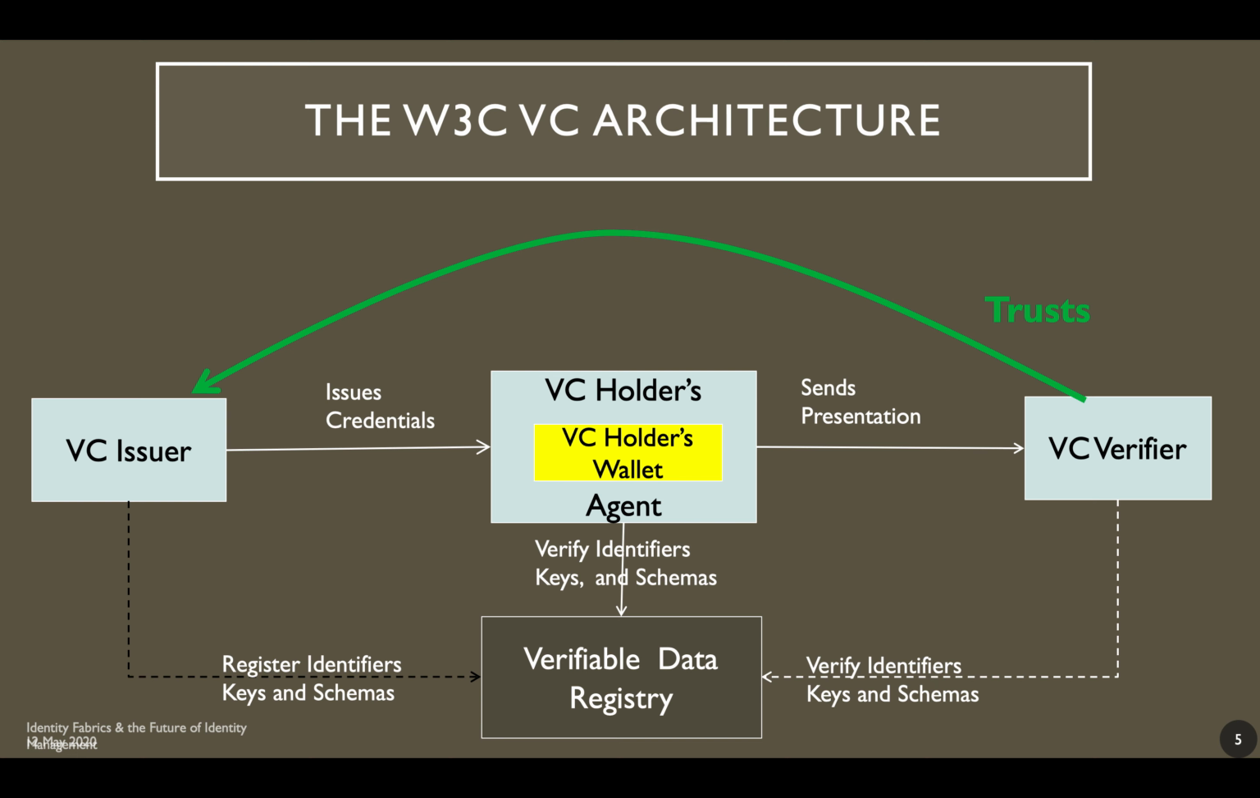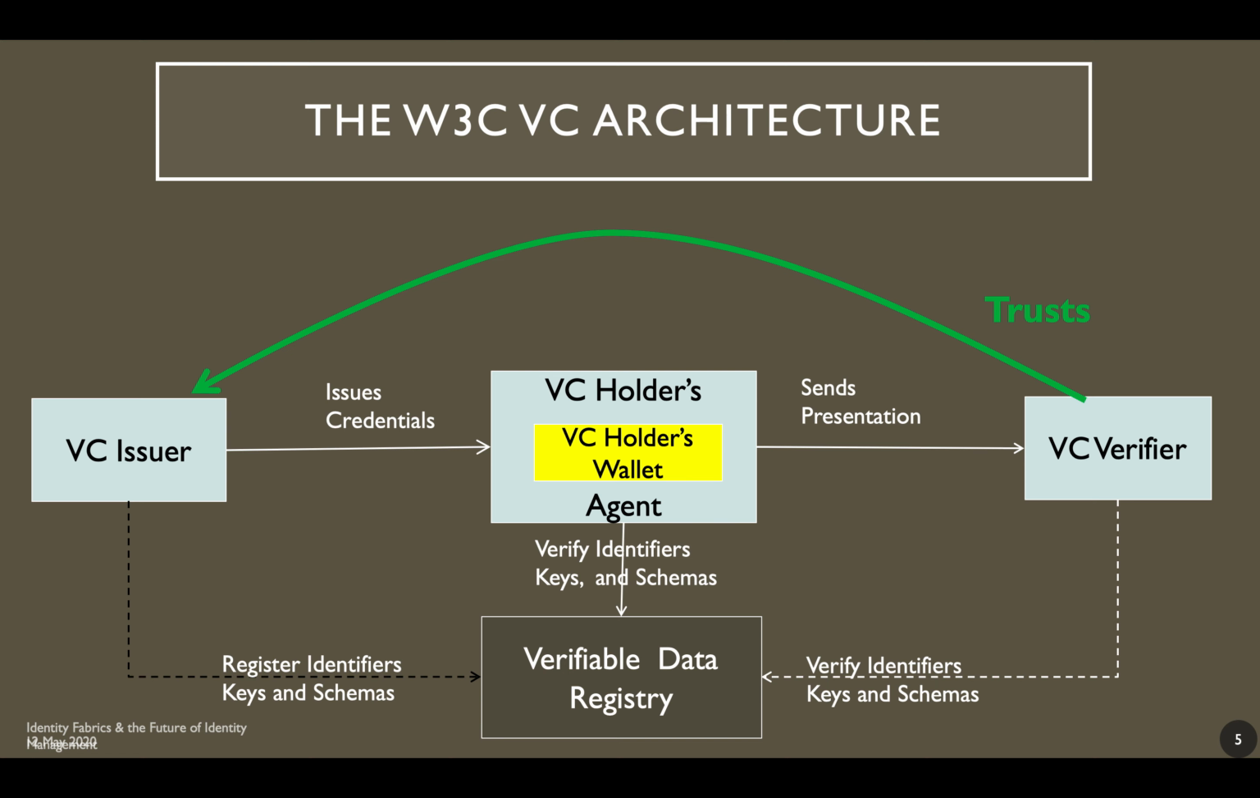So what is the VC SSI model? This is taken from the W3C standard, and it shows there are three roles involved in the system. There's the VC issuer, which issues VCs to holders. There's the VC holder, which holds VCs in its wallet, and there's a VC verifier, which verifies VCs. And importantly, you will see that the holder is the center of the ecosystem.